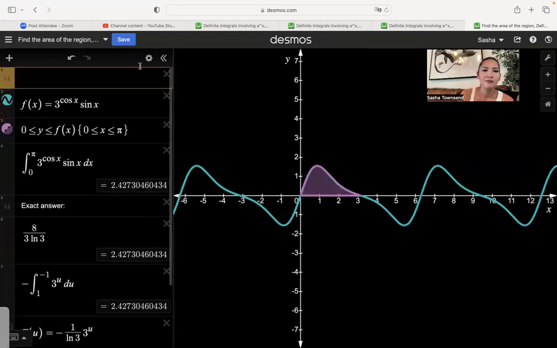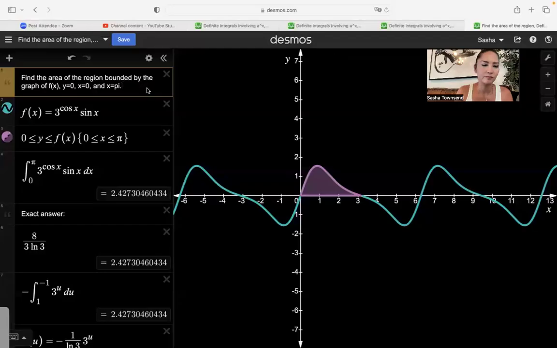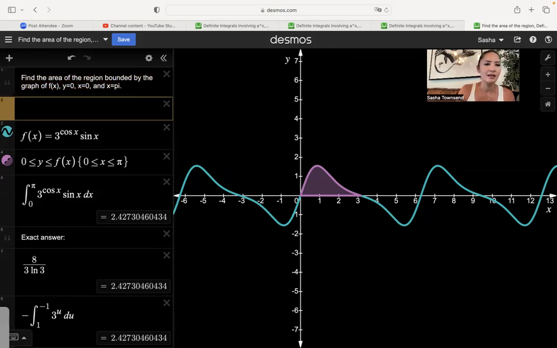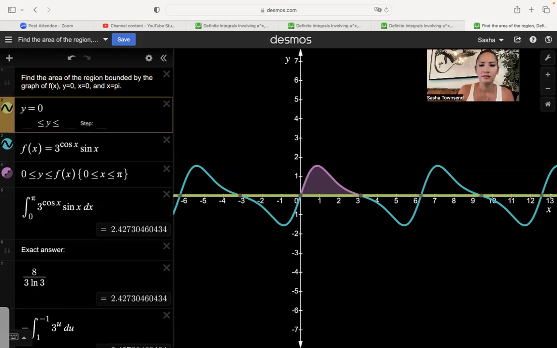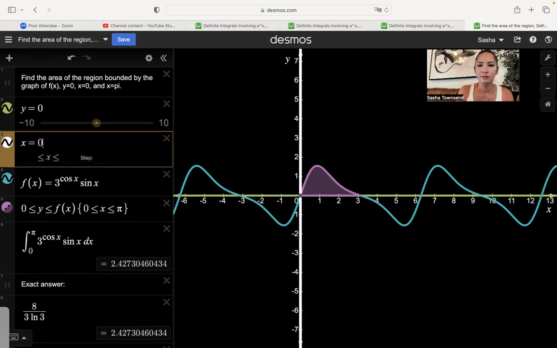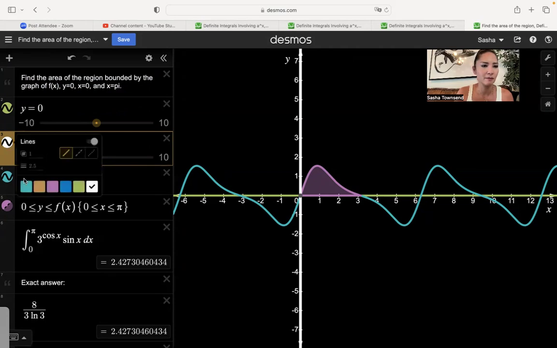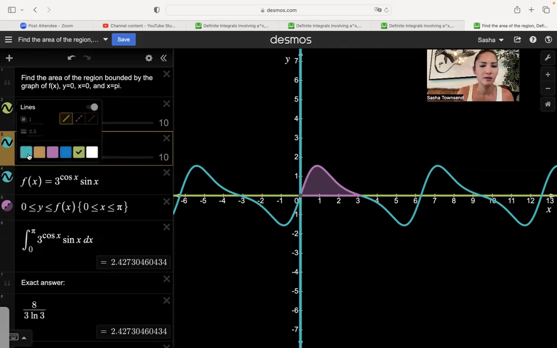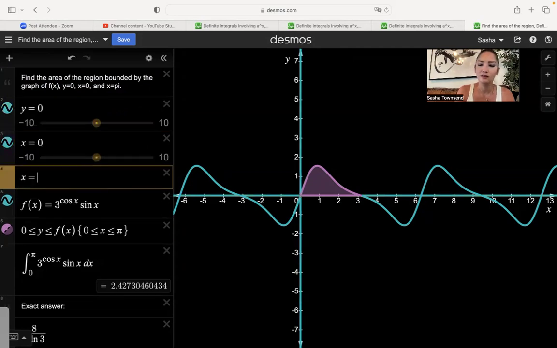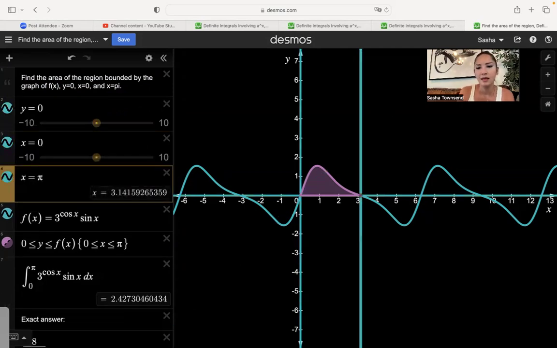But again, if I don't know what the region looks like, I usually graph those boundary curves. So this is what the problem statement originally said. And I said, okay, let's graph y equals 0. That's that green line. X equals 0, that's the white line. So y equals 0 we know is the x-axis, and x equals 0 we know is the y-axis. I think I want them all to be the same color. And then I needed x equals pi as well.